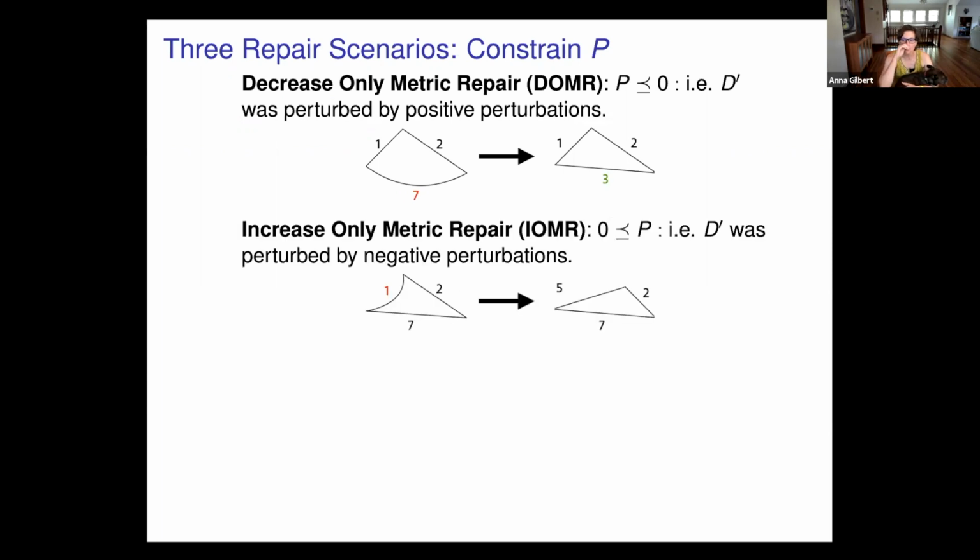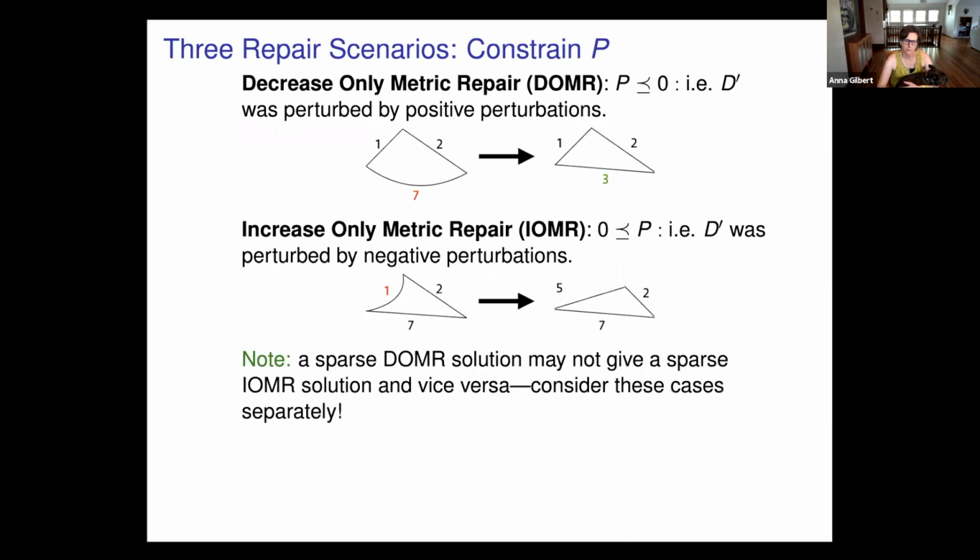Suppose I took a slightly different point of view, and I'm going to allow only positive perturbations. In other words, I can only increase distances. So I have my 1, 2, 7 triangle, but this time I've bowed in the one leg, because that's the one that is too short, and that's the one I'm going to choose to do the repair on. The appropriate thing to do is to make it 5. Notice that the solution we obtained in the decrease-only case is not the same as the solution we obtained in the increase-only case. Over here we changed 7 to 3, and over here we changed 1 to 5.